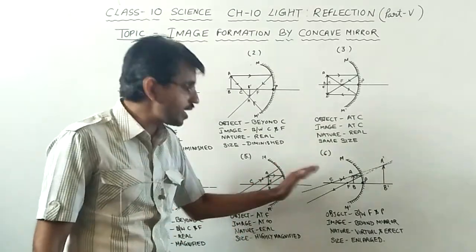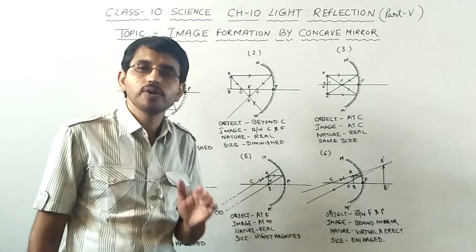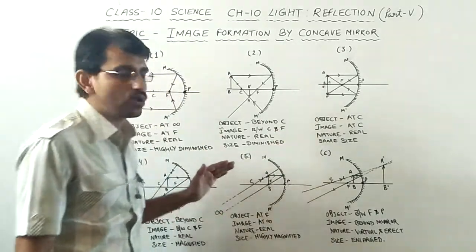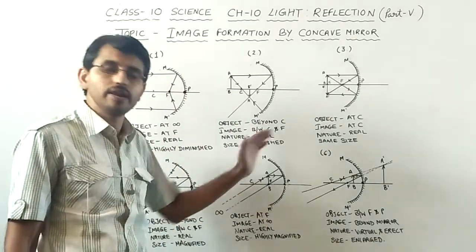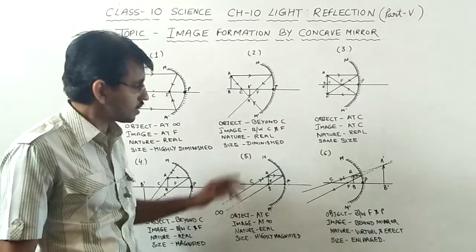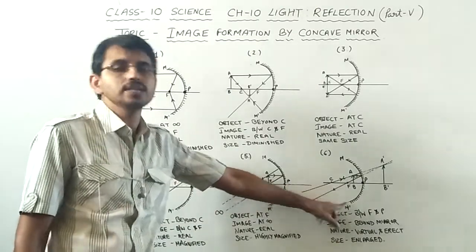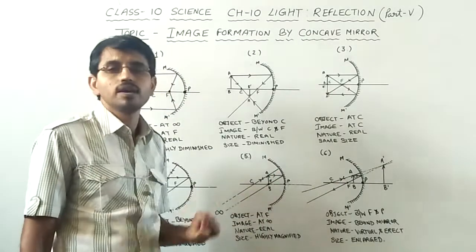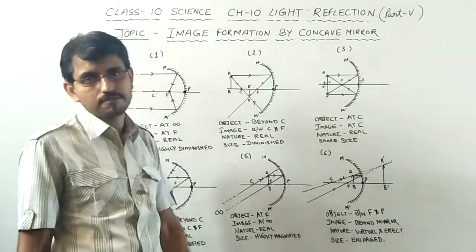So this is the only case of concave mirror where it produces a virtual image. In all the 5 cases you have seen the image is real and inverted, because all these images form in front of the mirror. But the image formed in the last case, when the object is placed between F and P, is virtual, and a virtual image is always erect.